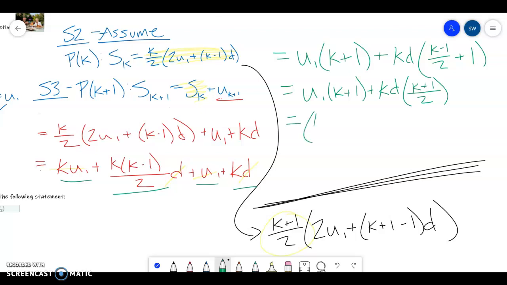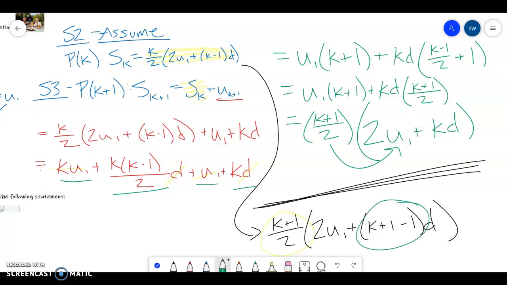So if we factored out k plus 1 over 2 from both of these terms, now this is the hardest algebra step, you'd be left with 2u1 plus kd. Like think about it, if you distributed this into that, you would indeed get u1 times k plus 1, so I didn't make anything up. But then if you notice, this is equal to this, so I did it. All that's left to do is to write your therefore statement.